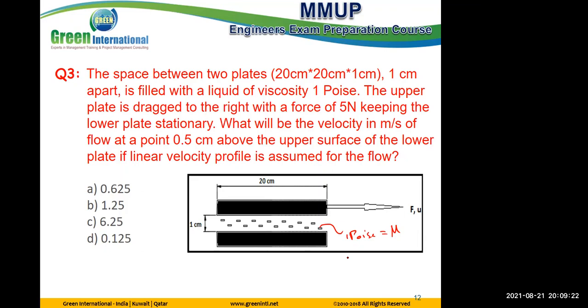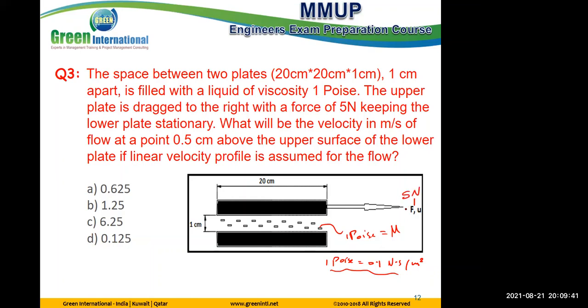What is the conversion between poise and the normal standard units? 1 poise is equal to 0.1 Newton second per meter square. To be remembered. Our plate is dragged to the right with a force of 5 Newton. So the force here is 5 Newton.